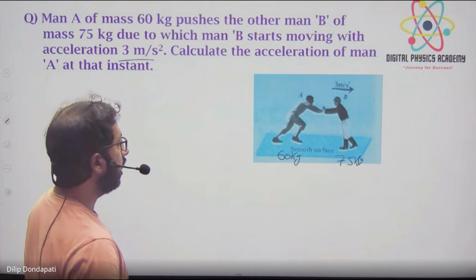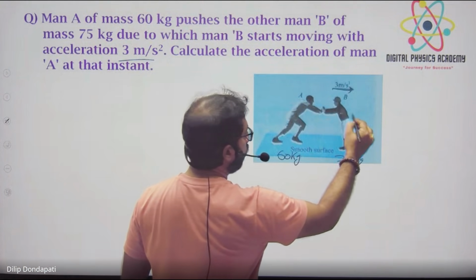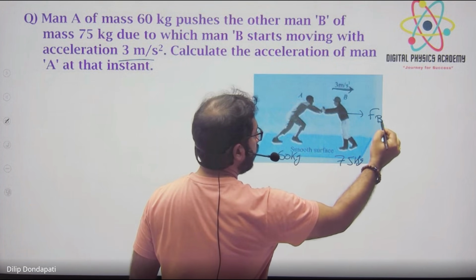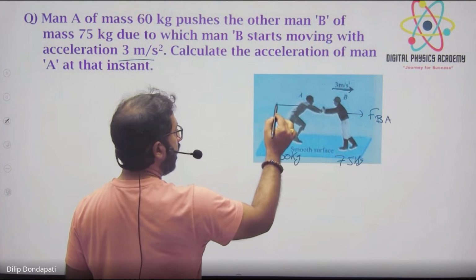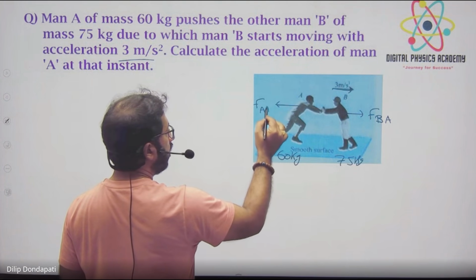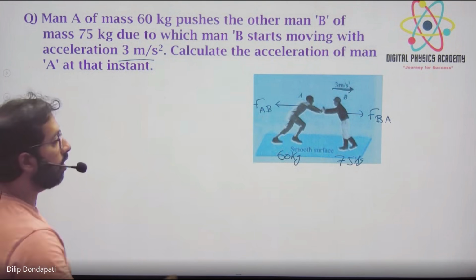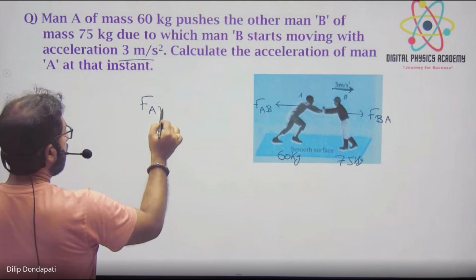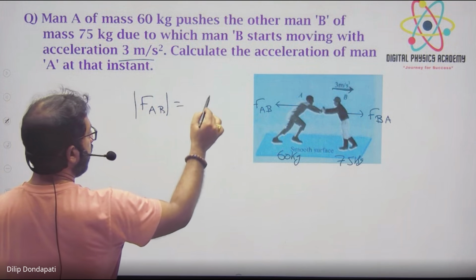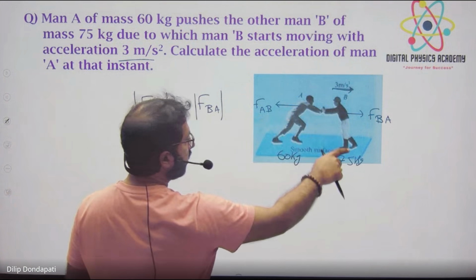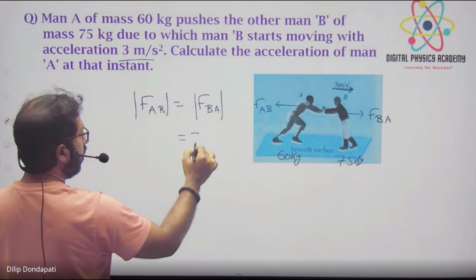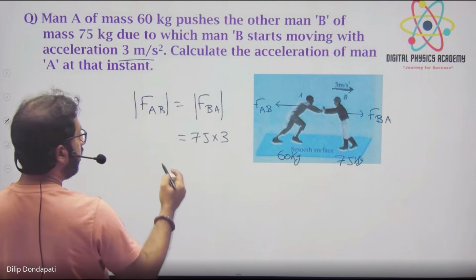Yes, correct. He will apply a force on him with what force? Force on B due to A. At the same instant, according to Newton's third law, he also applies a force on A due to B. So according to Newton's third law, both are equal and opposite, right? So FAB in magnitude is equal to FBA, right? And you know, force is equal to mass into acceleration. So 75 into 3, right? Because F equals ma.